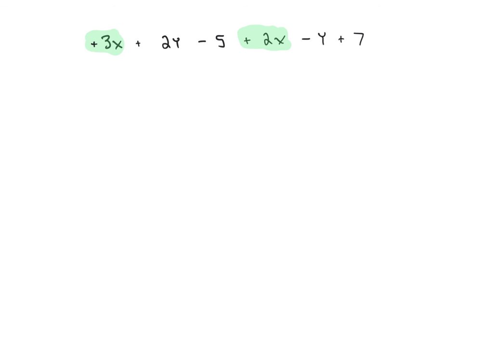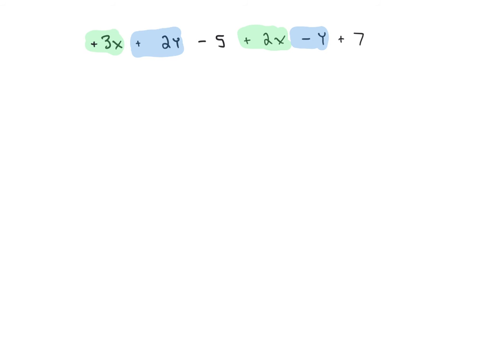So next up, I'm going to look at this positive 2y. How do I know it's positive? Because there's a plus sign in front of it. And so I'm going to combine that positive 2y, turn that blue. I cannot combine it with that -5 because those are not like terms. But I can combine it with this -y. How do I know it's a -y? Because there's a negative sign in front of it, or a subtraction symbol.